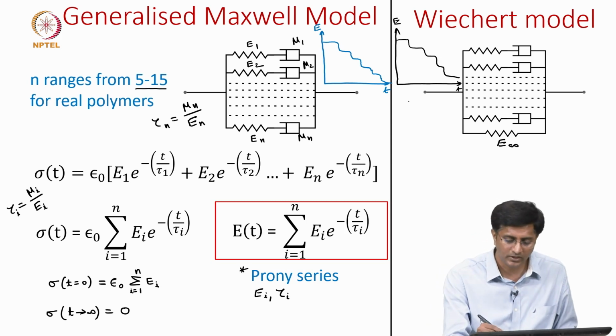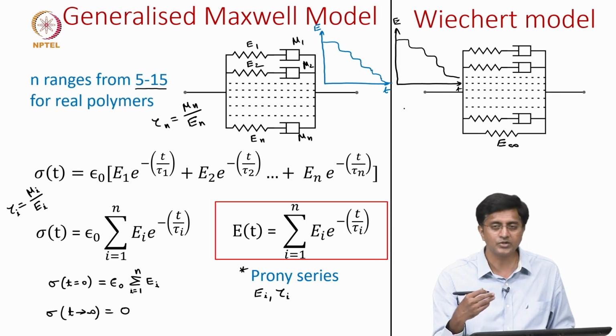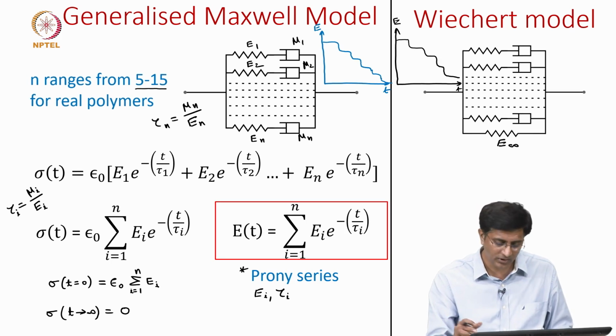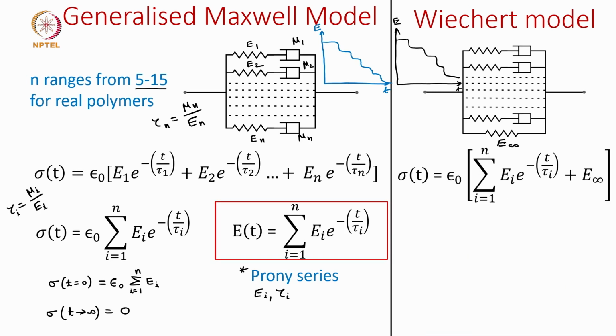So at time t tends to infinity, we get a non-zero value for the relaxation modulus. But now let us see how we can write the relaxation response. We will use the earlier expression which we named the Prony series, and to that we will add this extra term E infinity, because this is the instantaneous stress coming from the last element, which is a single spring in parallel.